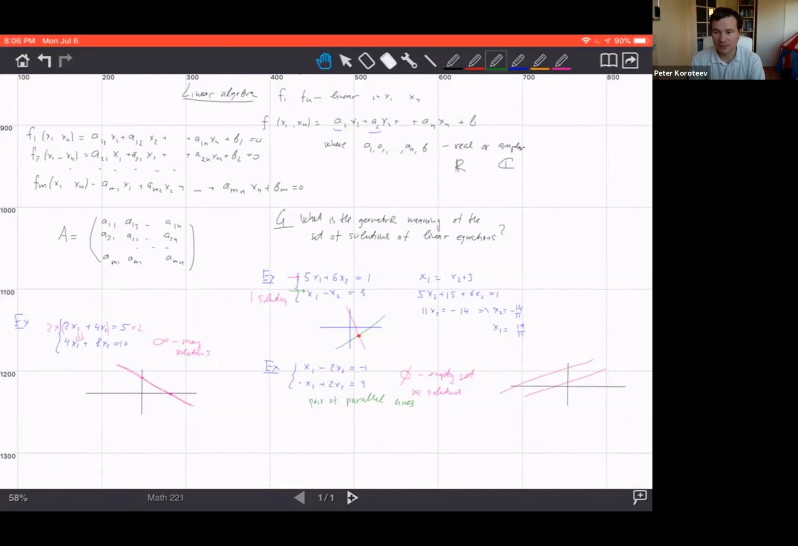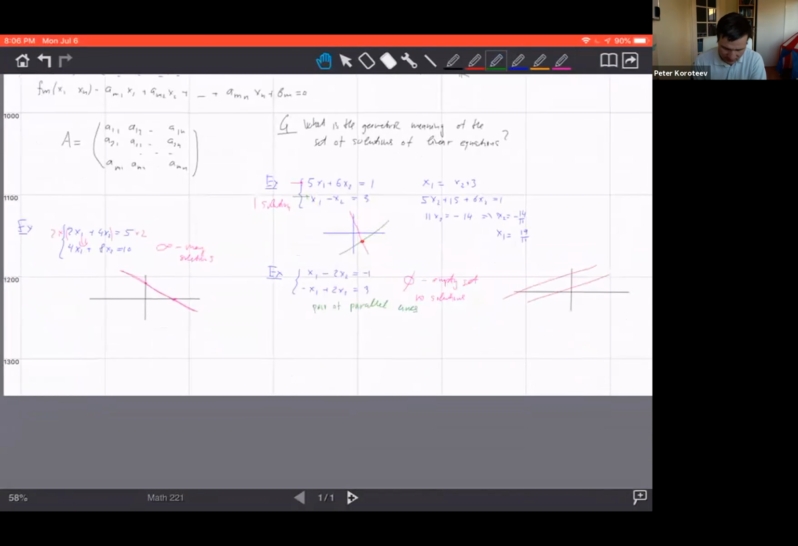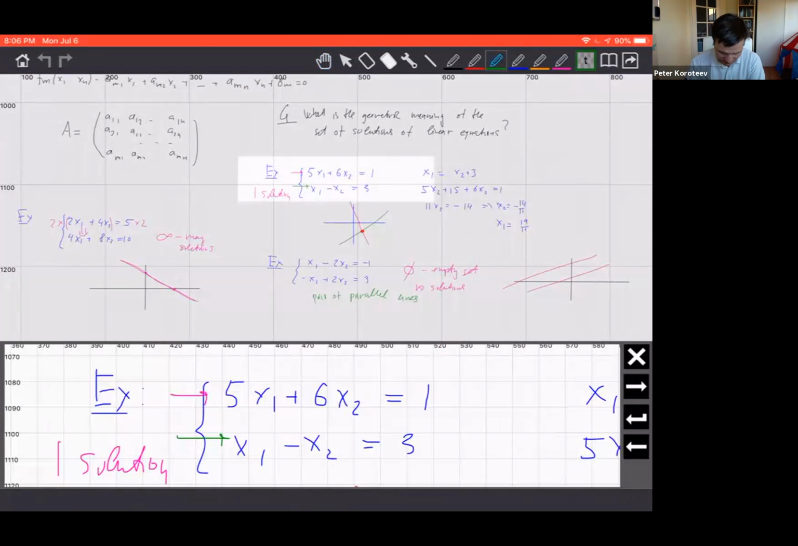So last time we talked about linear systems of equations in general, and we looked at examples that a system of linear equations has either no solution or exactly one solution or infinitely many solutions. And this can be understood in terms of the following examples. We looked at a system of two linear equations: 5x1 plus 6x2 is equal to 1, and x1 minus x2 is equal to 3.